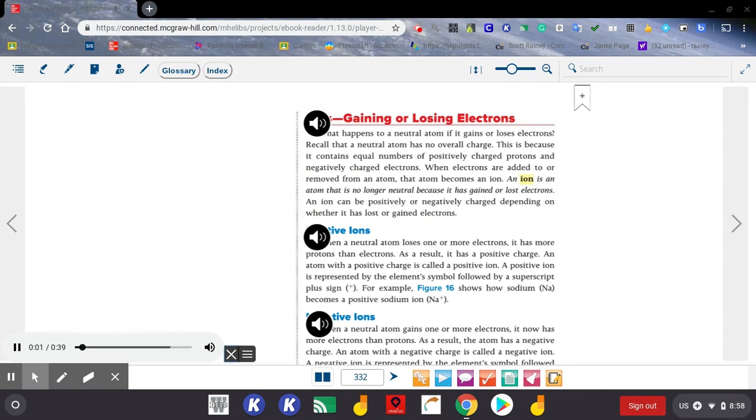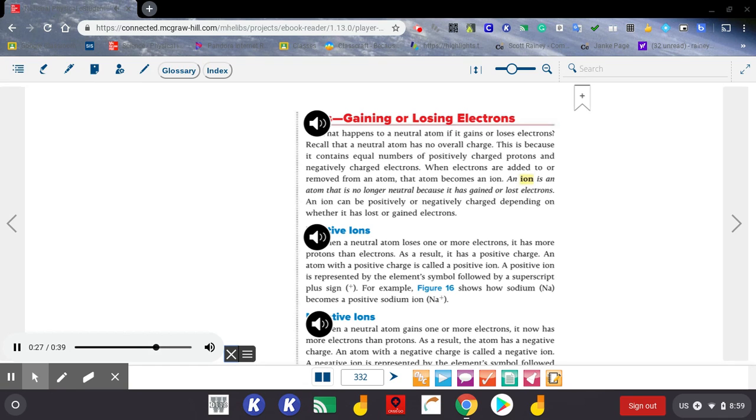Ions. Gaining or losing electrons. What happens to a neutral atom if it gains or loses electrons? Recall that a neutral atom has no overall charge. This is because it contains equal numbers of positively charged protons and negatively charged electrons. When electrons are added to or removed from an atom, the atom becomes an ion.